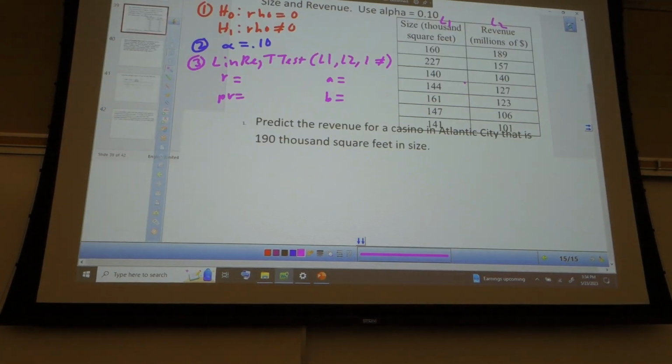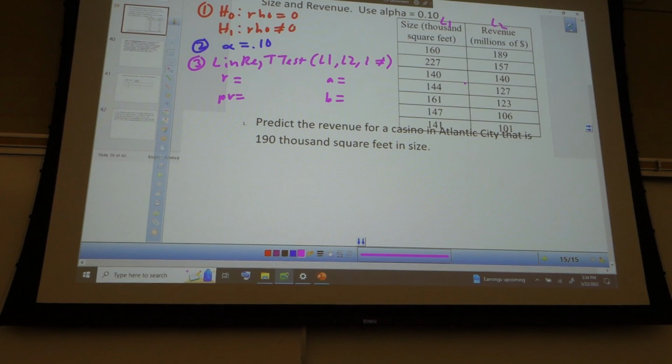All right, so then what's my R? 0.445. Yeah. P-value? 0.318. What was my A? 63.9. And B? 0.443. Terrific. Now, step 4.